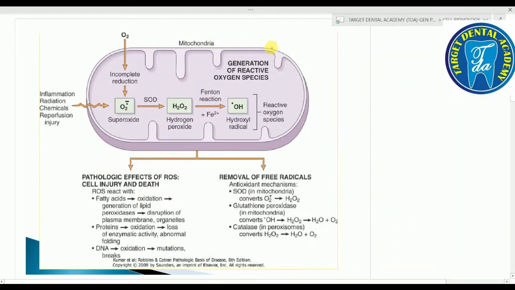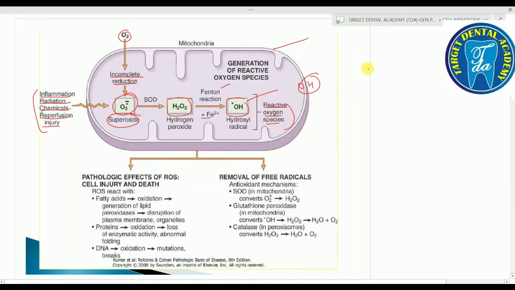See, this is the structure of a mitochondria. When there is oxygen, there is an incomplete reduction which leads to the superoxide. Inflammation, radiation, and chemical and reperfusion injury are all causes which lead to the superoxide, and the superoxide further forms H2O2, hydrogen peroxide, and the hydrogen peroxide leads to the hydroxyl radical with the help of the Fenton reaction. So the hydroxyl radical is a reactive oxygen species.